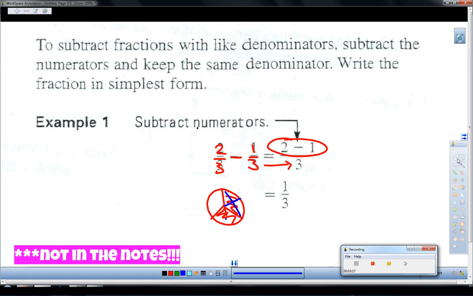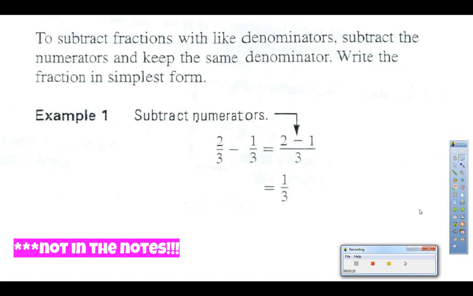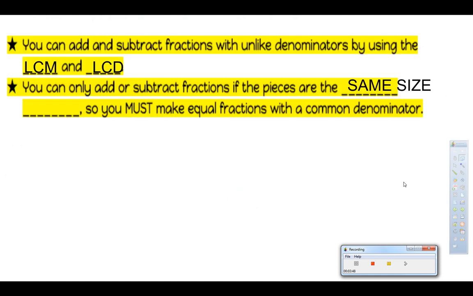So how does that help us? We can add and subtract fractions with unlike denominators by using the least common multiple and the lowest common denominator. That was section 7.2. We can make equal fractions that have the same denominator because we can only add and subtract fractions if the pieces are the same size. So we're going to need to make these equal fractions.